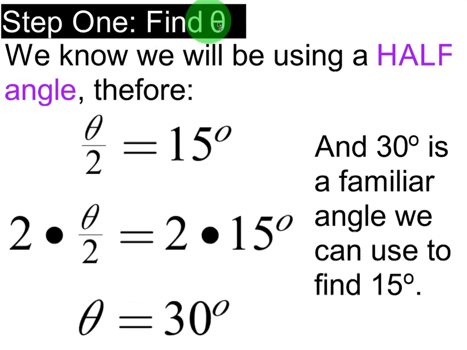Step 1, find theta. We know that we will be using the half angle, so therefore if theta over 2 equals 15, what's twice that? Twice that would be 30 degrees. And 30 degrees is a familiar angle we can use to find 15 degrees.